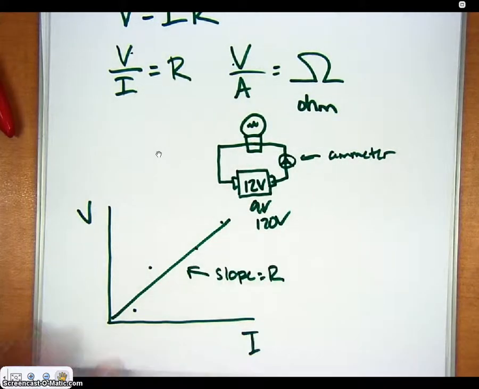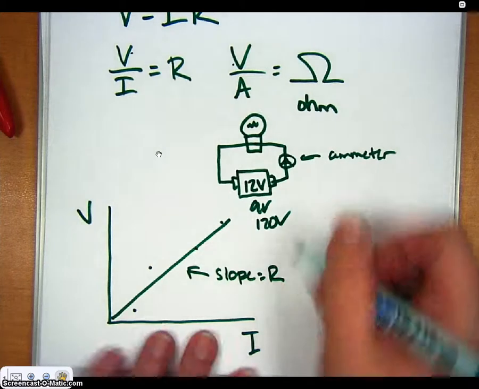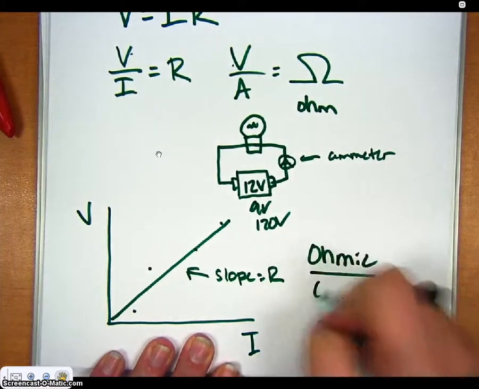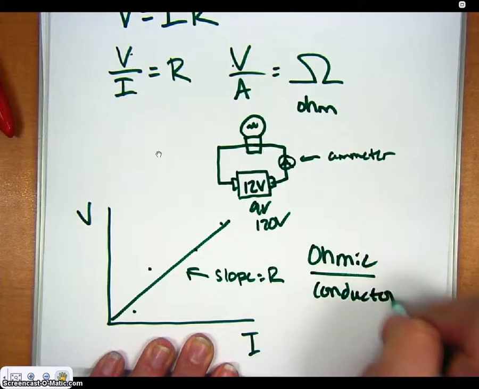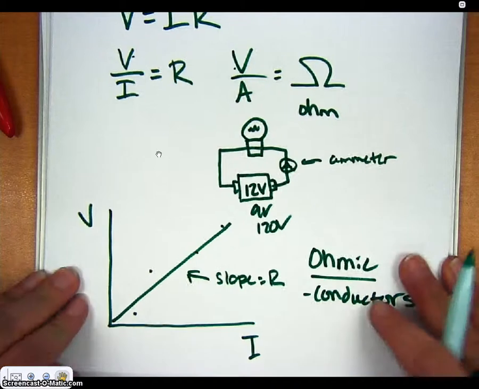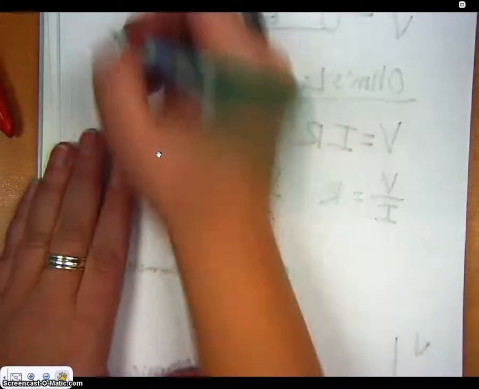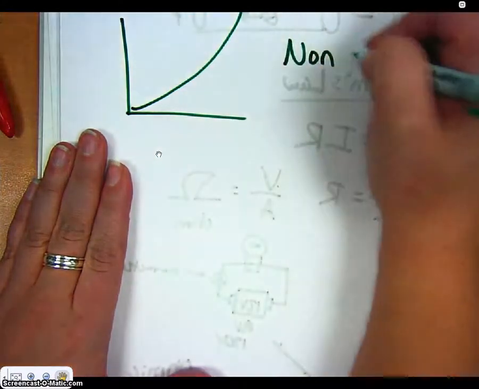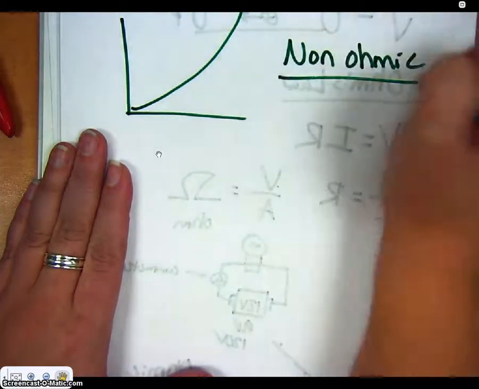I would plot some data points, get my best fit line, and then the slope of this line is the resistance. Now, for things that are considered to be ohmic devices, things made with conductors, really good conductors, the slope should be linear. If you ever see a graph like this, this is considered to be non-ohmic. It doesn't follow that linear relationship.